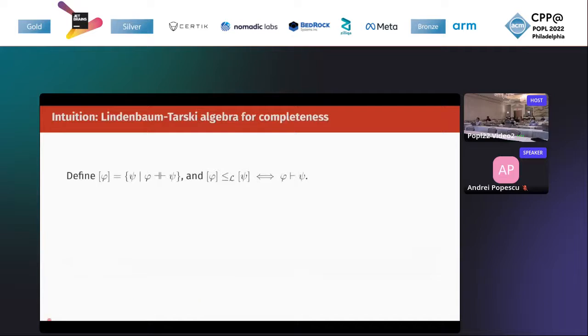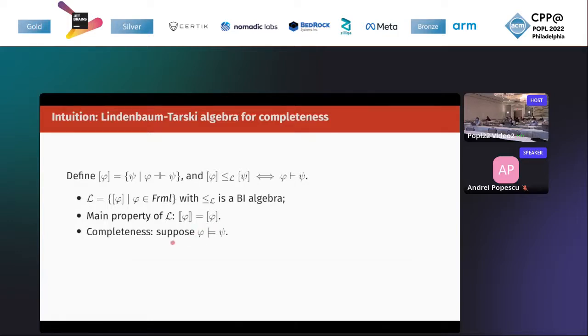So the way I'd like to think about it is to take inspiration from the proof of completeness. A typical algebraic completeness proof goes through what is called a Lindenbaum-Tarski algebra, which is defined in the following way. For each formula phi, we associate an equivalence class of formulas that are interprovable with phi. We then say that the equivalence class of phi is below the equivalence class of psi if phi proves psi. This turns out to be a well-defined partial order. Then the collection of all equivalence classes with this order forms a BI algebra. An important property of this algebra is that the interpretation of a formula phi is the same thing as the equivalence class of phi.